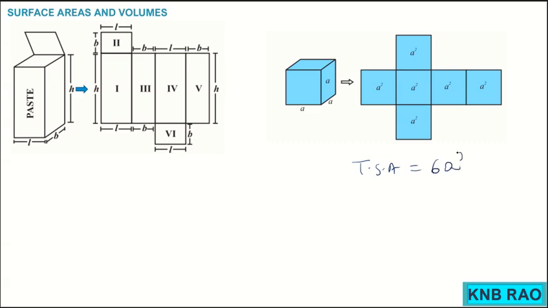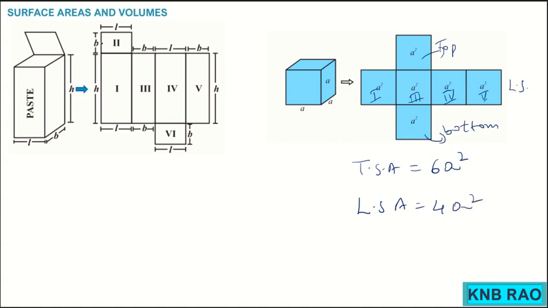6 times the area of one square, and lateral surface area is nothing but the area of only these lateral surfaces, leaving top and bottom. So leaving top and bottom, if I sum up these 4 lateral surfaces, the area of the lateral surface will come as 4A square.